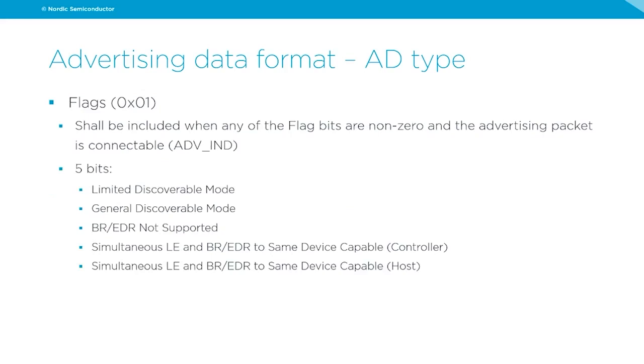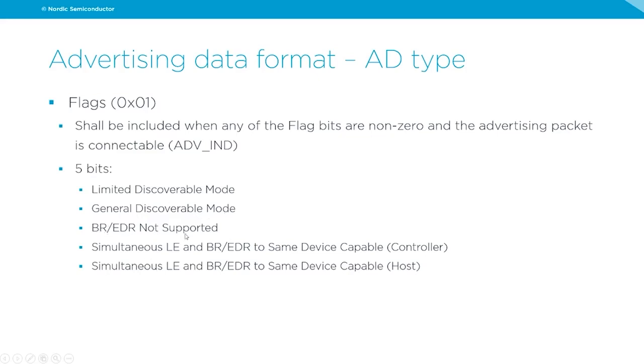And then we also have the flags. Flags shall be included if any of the flag bits are non-zero and the advertising packet is connectable. Here are the 5 flags that you can use. Limited discoverable mode means that you will advertise for a limited time. It's not that only some devices can scan for it; it's more about the time it advertises, so it doesn't advertise forever. General discoverable mode means you don't have a time limit, and you can do this advertising forever.